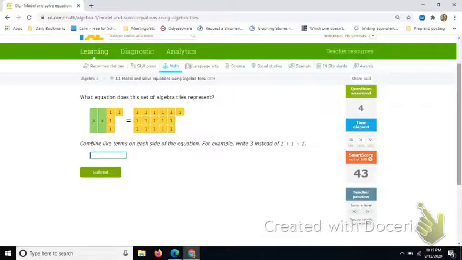So this would be, we've got 2 of the x's, and there's positive 1, 2, 3, 4, so plus 4, then the equal sign, and then I see there are 1, 2, there's 3, 6, 9, 12, 15, and one more makes 16. So that equation is 2x plus 4 is equal to 16. So far so good, I hope.